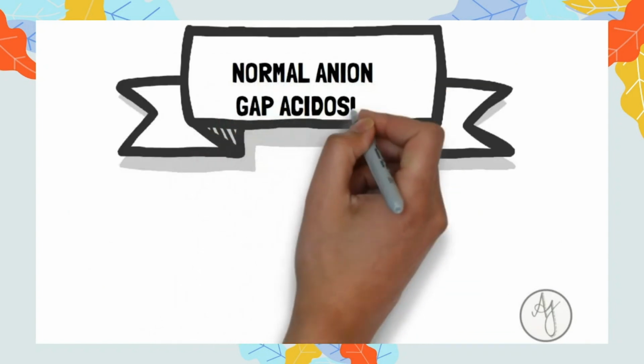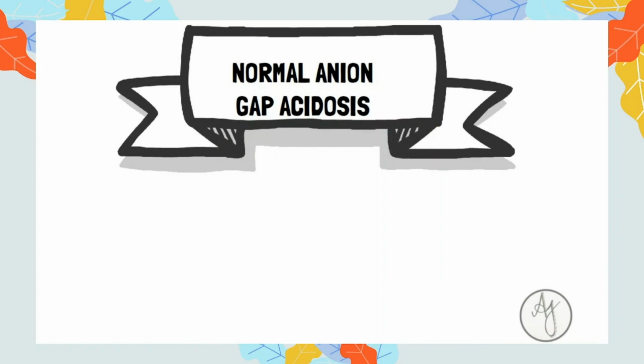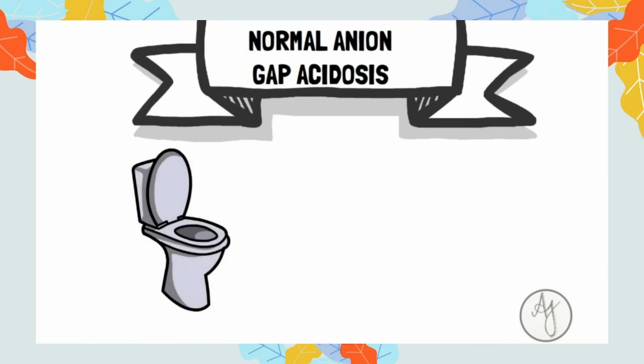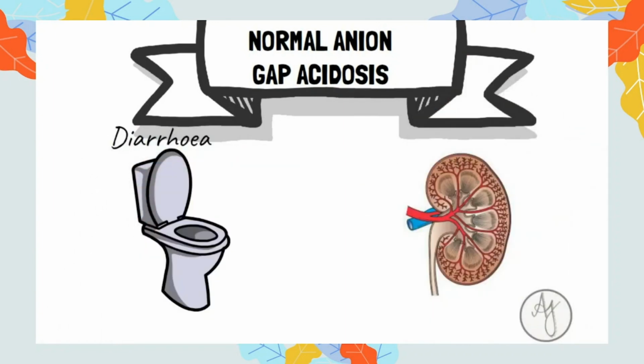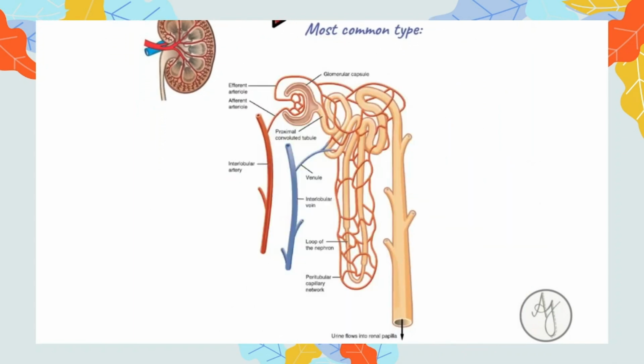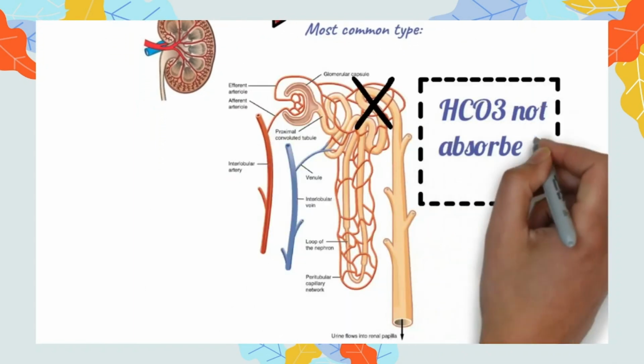So what about normal anion gap acidosis? Let's look at the most common causes. The most common cause is diarrhea, and another important cause is RTA, or renal tubular acidosis. There are many types of RTA which is beyond the scope of this video, but the most common type is where bicarbonate reabsorption in the distal convoluted tubule is impaired.